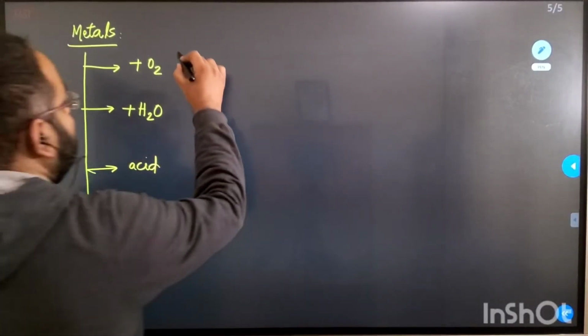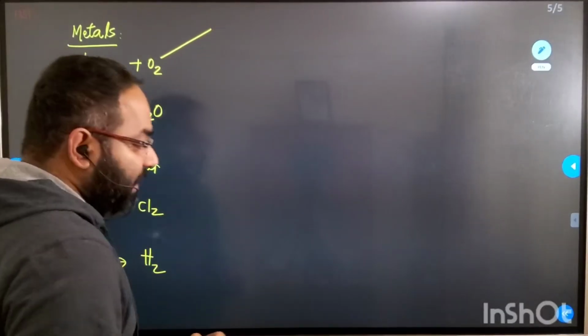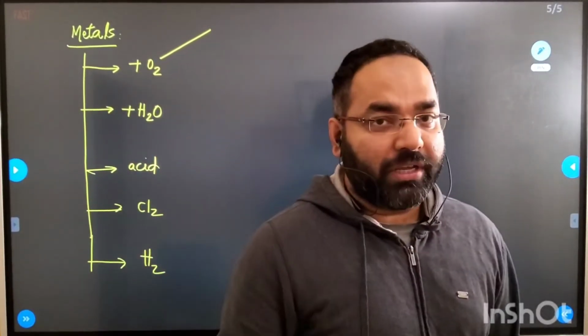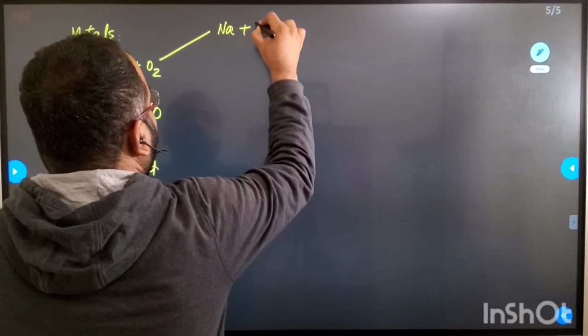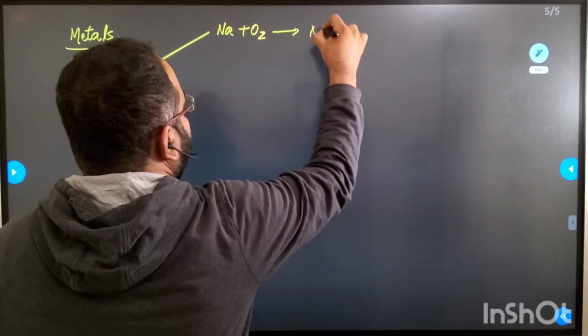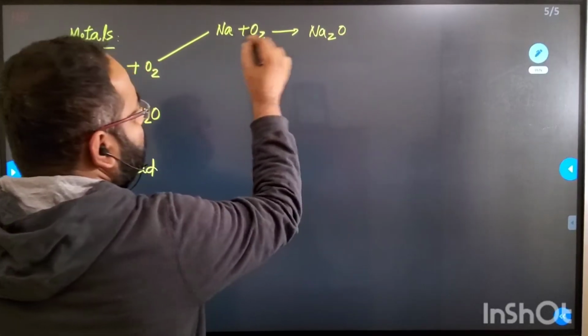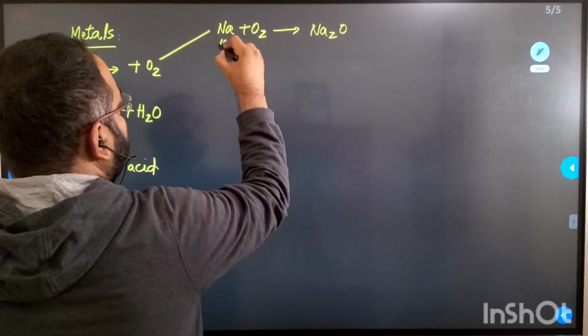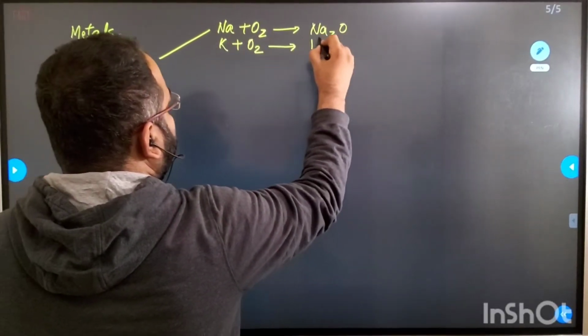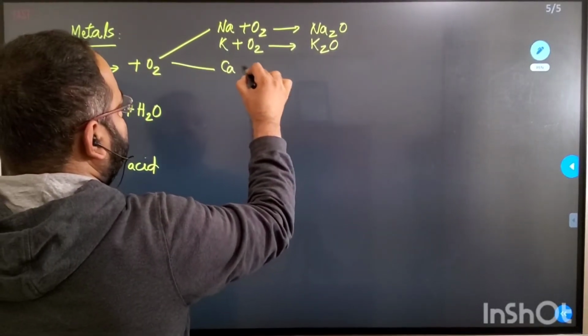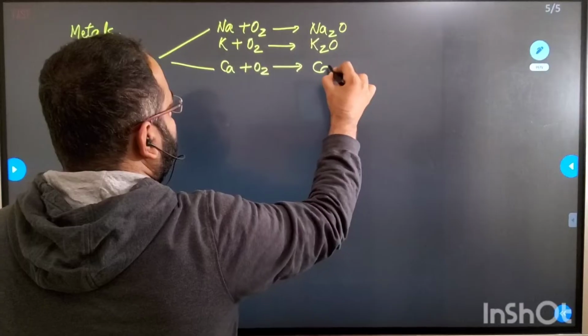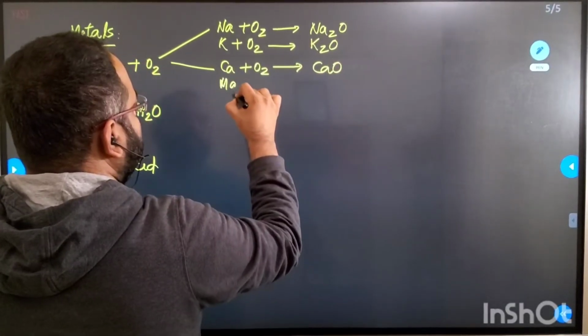Now when it comes to reaction with oxygen gas, high reactive metals such as sodium, potassium, etc. can easily get corroded in the presence of oxygen to give you its metallic oxide. So sodium plus oxygen gives you sodium oxide, potassium plus oxygen gives you potassium oxide, and so on. If you take calcium and magnesium, they also give you calcium oxide and magnesium oxide.